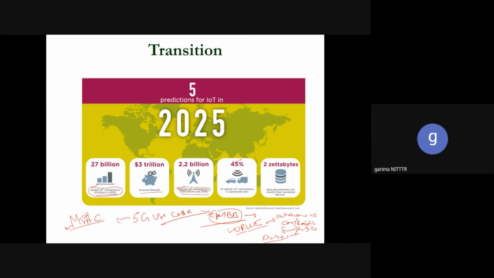Now, another prediction is that 45% of cellular IoT connections will be in connected cars. And obviously, when you run so many applications over IoT, your data traffic will be very large, with high density, high volume network traffic. So 2 zettabytes of data will be generated by IoT, mostly from consumer devices. This is the prediction for IoT by the year 2025.